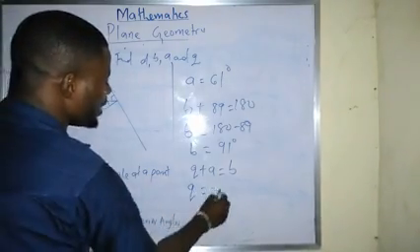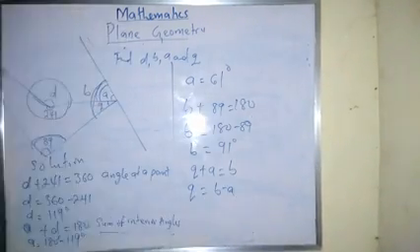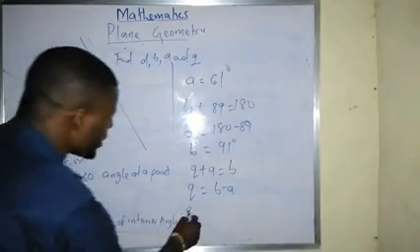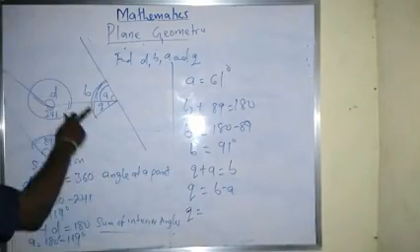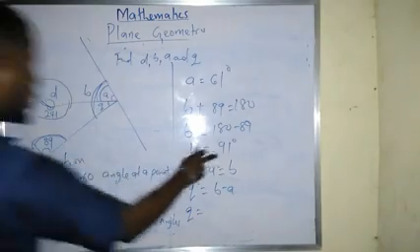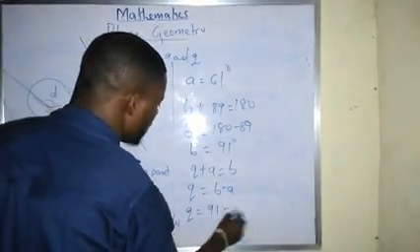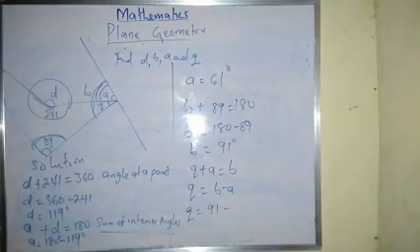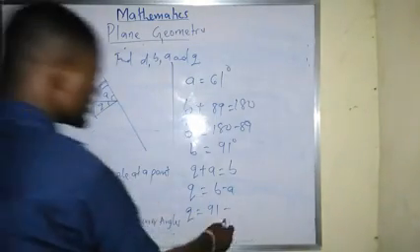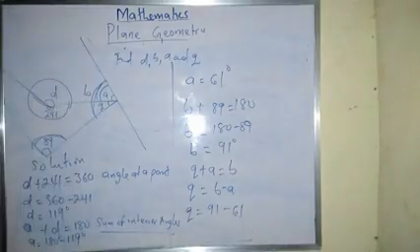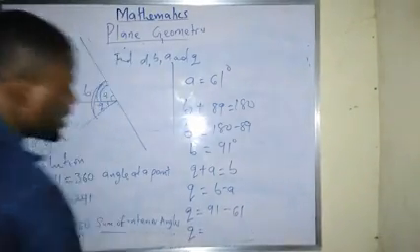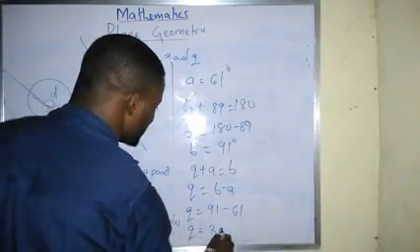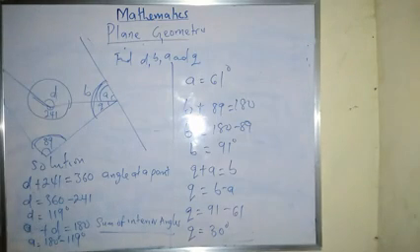My Q will be equal to B minus A. What is my Q? My B is already 91, minus my A, which is already 61. Now, when I subtract these two angles, the whole angle is 30 degrees. That is all.